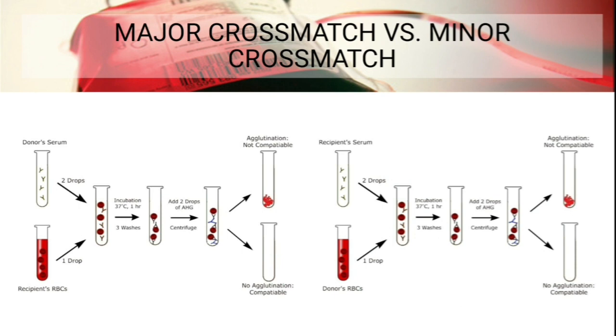Please take note that a cross-match is performed prior to administration of blood or blood products, that is, packed red blood cells. The purpose of the cross-match is to detect the presence of antibodies in the recipient against the red blood cells of the donor. Those antibodies would attach to the red blood cells of the donor after transfusion, and an incompatible transfusion can result in severe hemolytic anemia and even death. This figure shows the difference between major and minor cross-match.